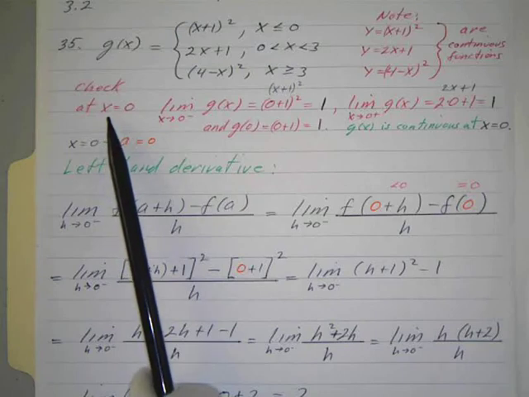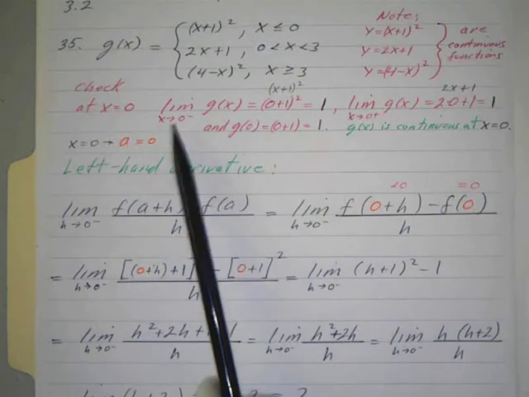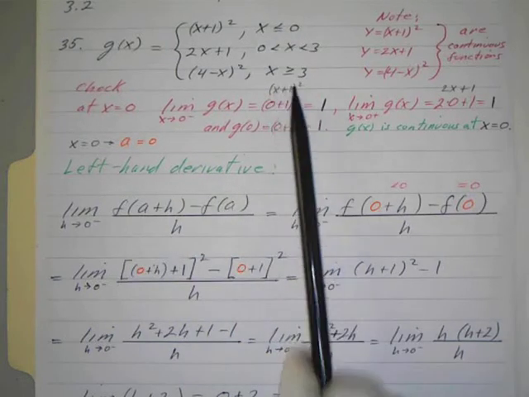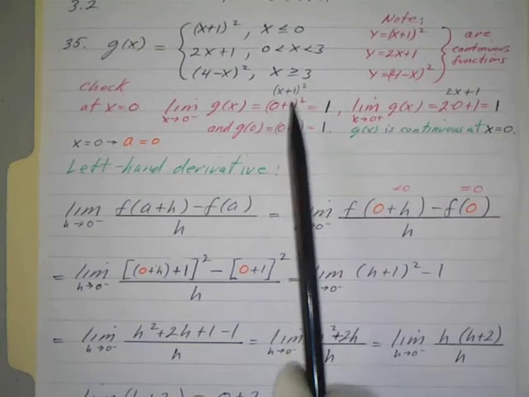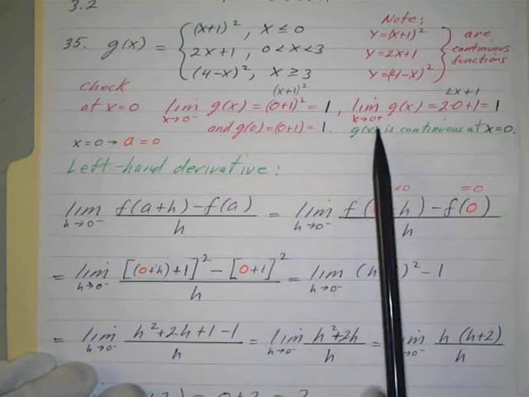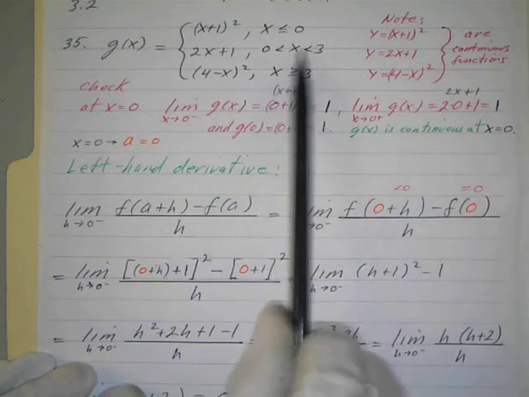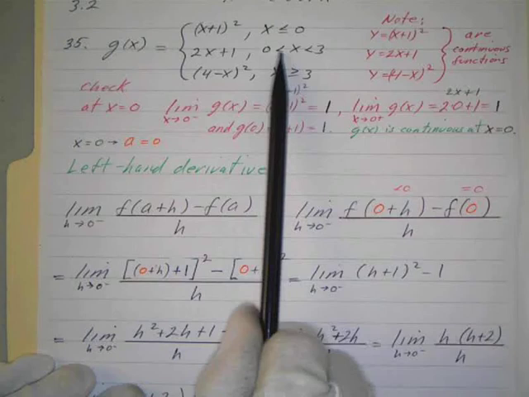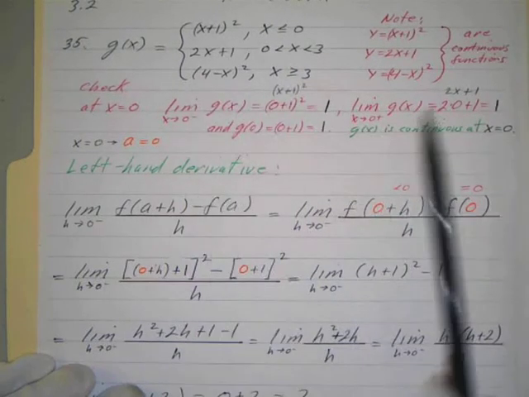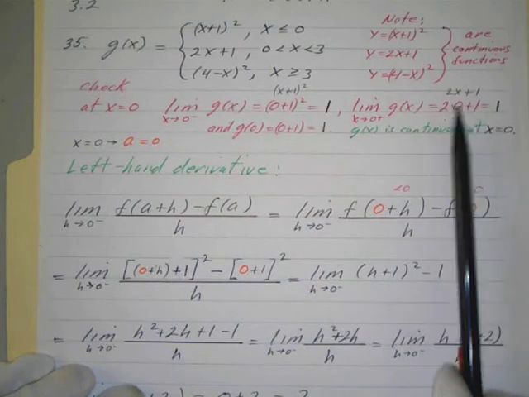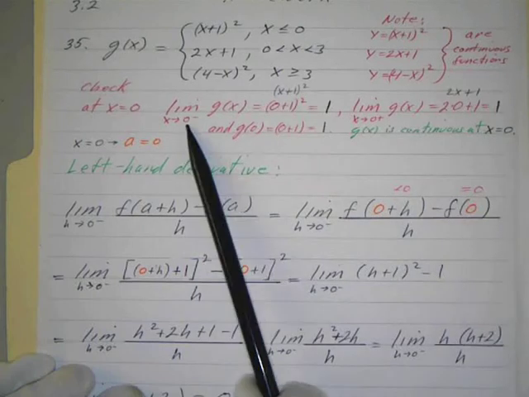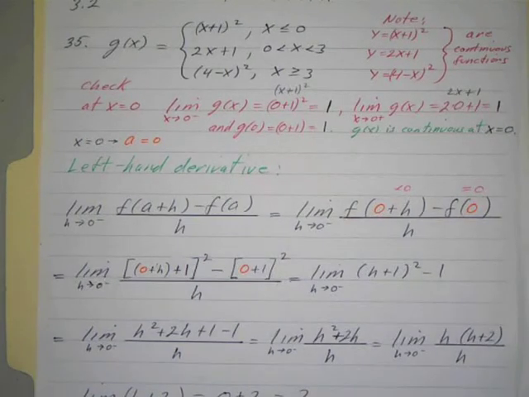If I check at x equals 0, I have to take the limit of g of x as x approaches 0 from the left. Then x is less than 0, so I'm going to use the function (x plus 1) squared. So 0 plus 1 squared is just 1 squared, which is 1. Now as I check the limit from the right, x is greater than 0, so I use the 2x plus 1 function, which would be 2 times 0 plus 1, which is 1. So therefore, you can see that the limit exists. In other words, the left limit equals the right limit, so the limit exists.